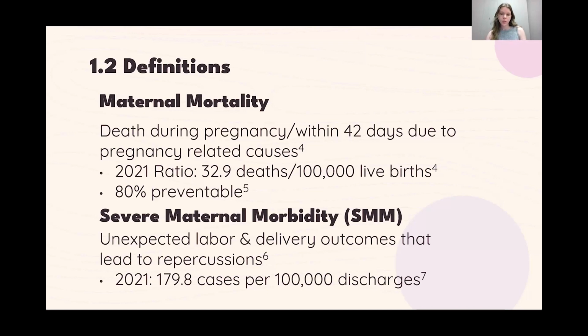And then severe maternal morbidity, or SMM, are unexpected labor and delivery outcomes that lead to long or short-term repercussions for the woman. And there's no definitive list of these, but something like the need for a blood transfusion would fit into this. And in 2021, there were about 179.8 cases per 100,000 hospital discharges recognized using the CDC's classifications.